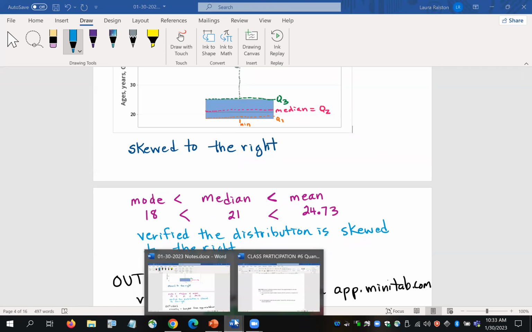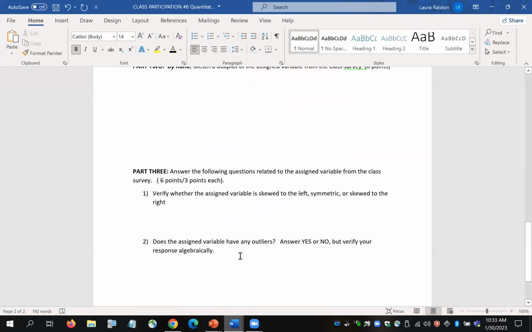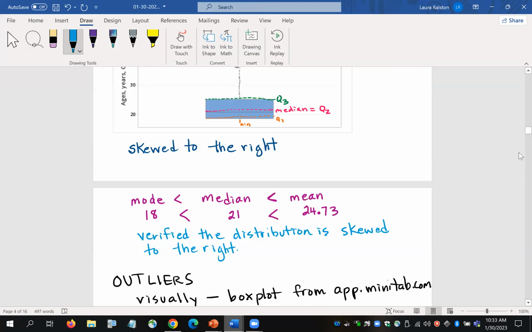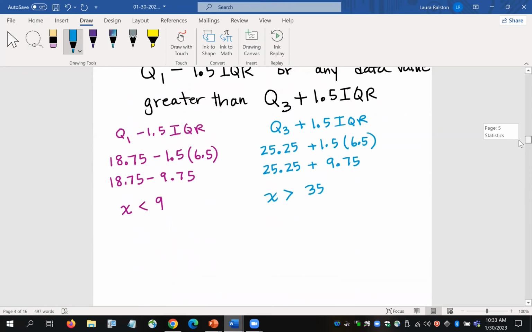Then the last question is asked, do you have any outliers? And you're either going to say yes or no. So you could look at the box plot in Minitab to determine whether there are. Then it says verify your response algebraically. So you then have to show me the numbers. That an outlier for our data set would be anything that is less than 9 or anything that is greater than 35, which we saw visually on the box plot.